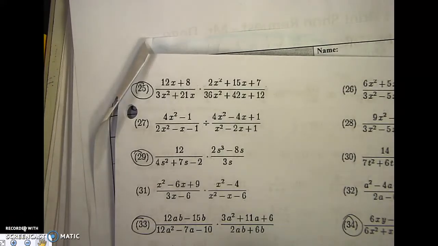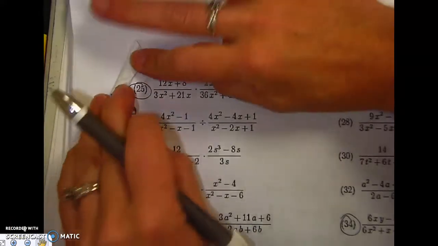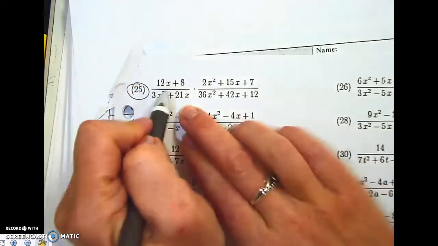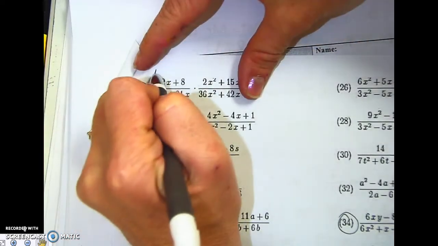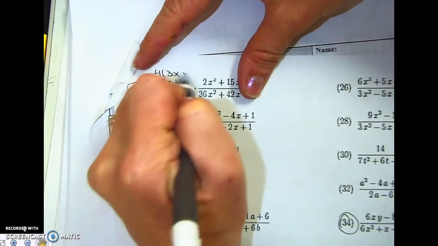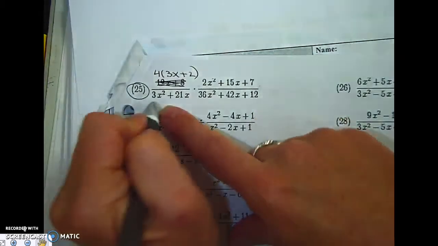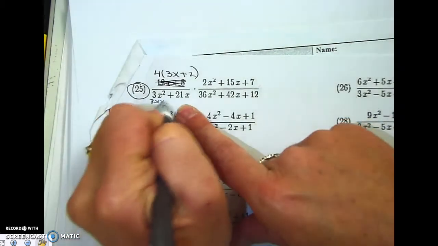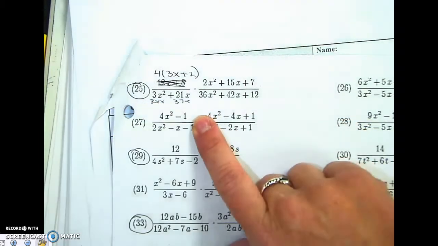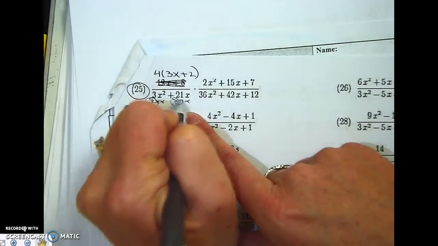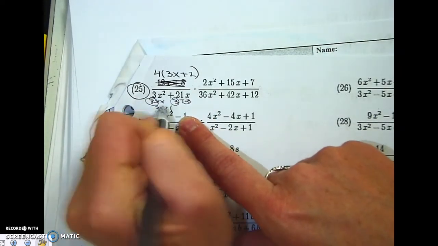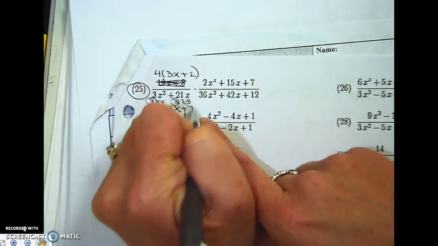I'm going to start with number 25 because in fourth period I didn't get a chance to finish it. So I'm going to take out a 4, and I'd be left with 3x plus 2. Cross that off. If I want help with factoring, I can go like this. Circle the 3x, take that out. I'd be left with x plus 7.